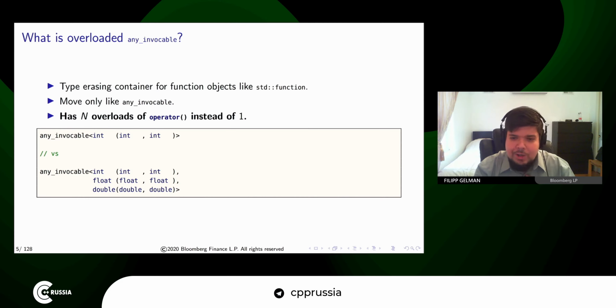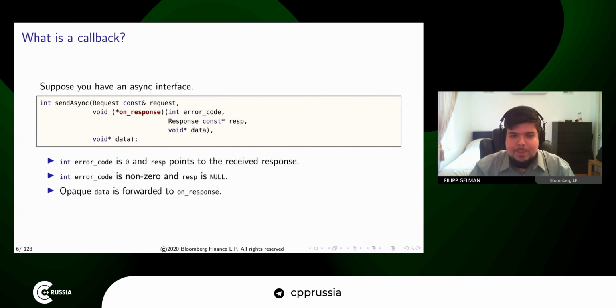And before I show you how to use it, I'd like to take a few steps back and talk about callbacks. So I do lots of work with asynchronous libraries, and it's not uncommon for them to have an interface that looks a little like this. I send an asynchronous request, and I provide a pointer to function that the library promises to invoke, eventually, sometime later, when the response arrives.